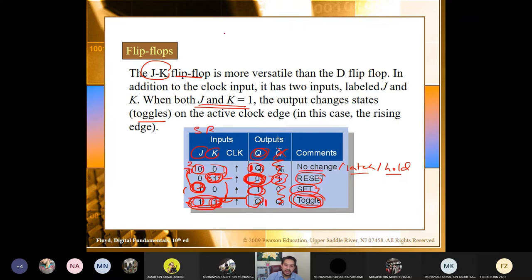This can be described more easily in the timing diagram. So let's say you have J. Initially we say that J is 1 and K is 0. So the first state J is 1, then J is 0, then the third state J is still 0, and the fourth state J is equal to 1. Just consider that. And then for K, the first state is 0, the second moment is still 0, the third moment K is 1, and the fourth moment K is 1. I hope you can follow my sequence here.